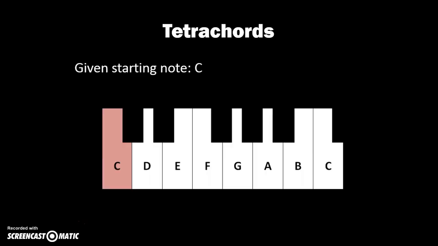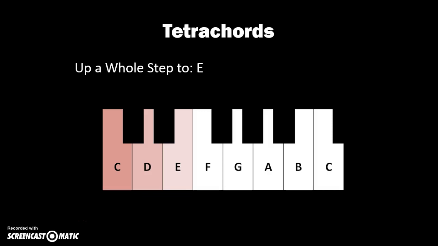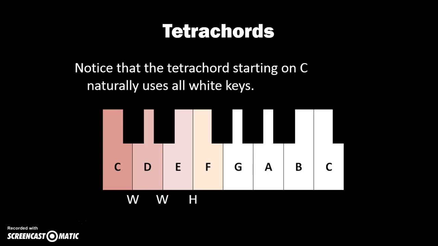So if we start on a given note, C, we're going to move up a whole step. That'll bring us to the note D. Notice we've skipped the black key in between because we've moved up two half steps, or a whole step. Moving up again from D, we go a whole step up to E. Our last interval is a half step, which moves us from E to F. There's that naturally occurring half step on the piano keyboard. So our first tetrachord is spelled C, D, E, F, and the intervals between those keys are whole, whole, half.